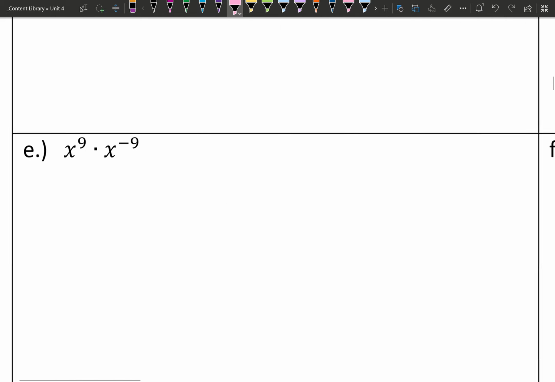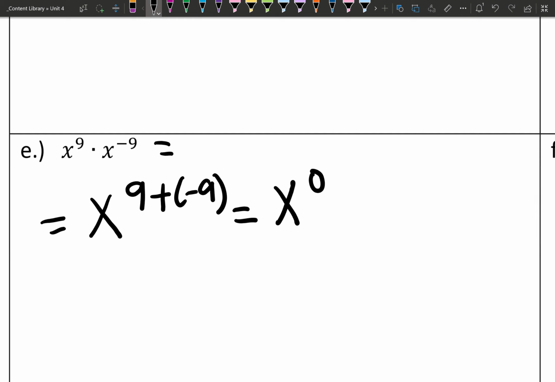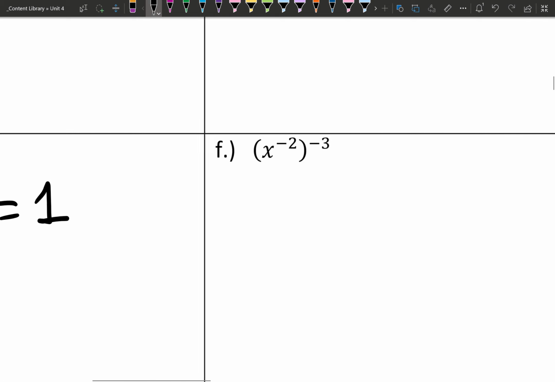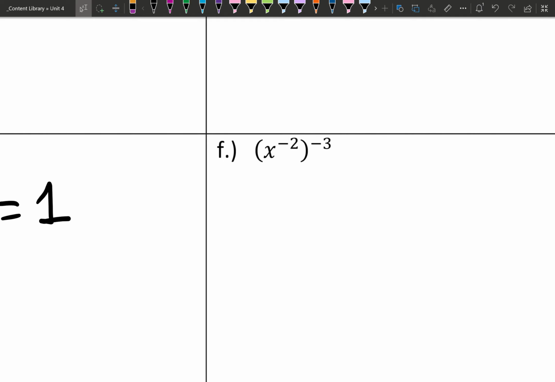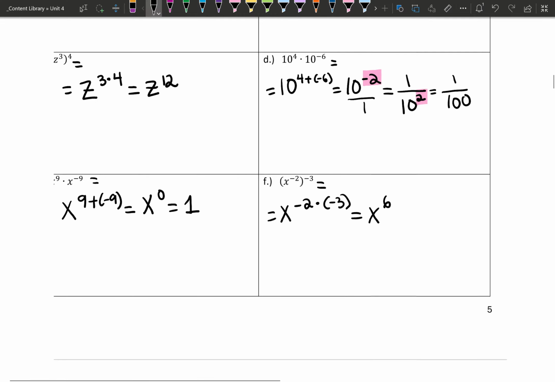All right. Letter E, multiplying the same base, so we're going to add them. Well, 9 plus negative 9 is 0, and x to the 0 is 1. Letter F, let's multiply. This becomes x to the negative 2 times negative 3, which is x to the positive 6. Nice.